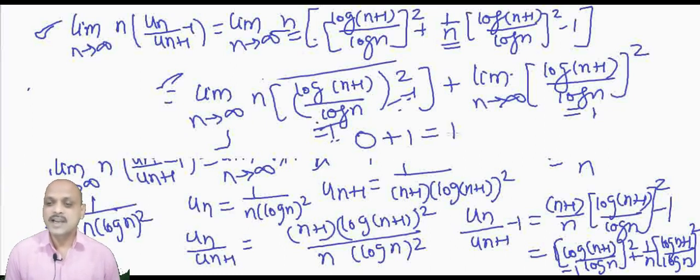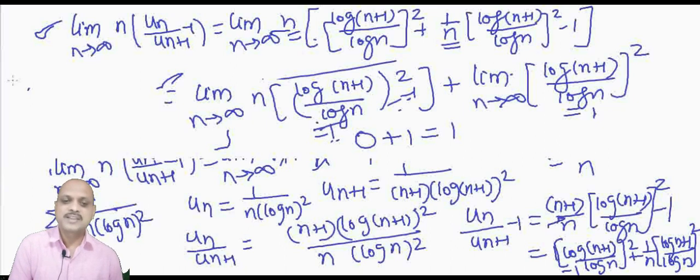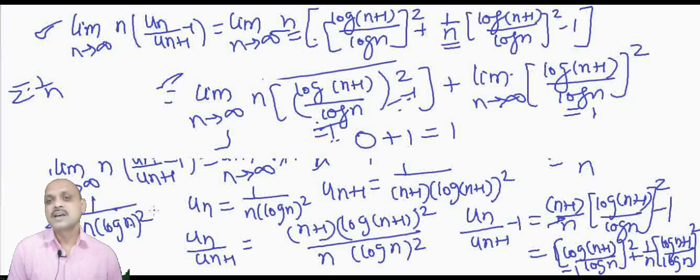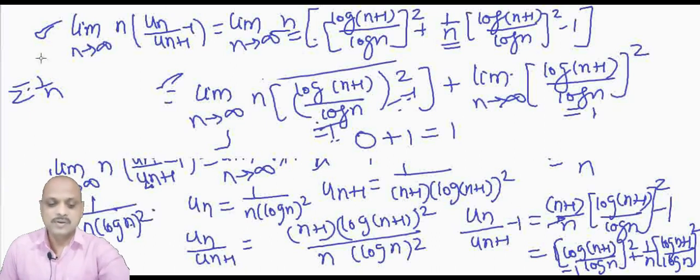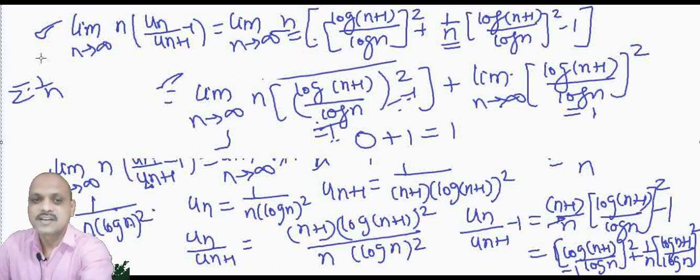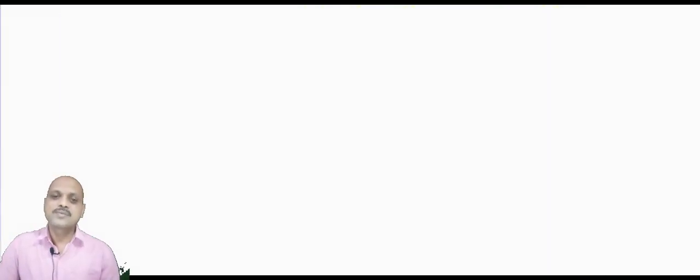Now you can see that here summation 1 by n is a divergent series, whereas this summation 1 divided by n into log of n square is a convergent series. So Raabe's test fails to give a definite information at L is equal to 1. Likewise, the other test also fails to give a definite information.